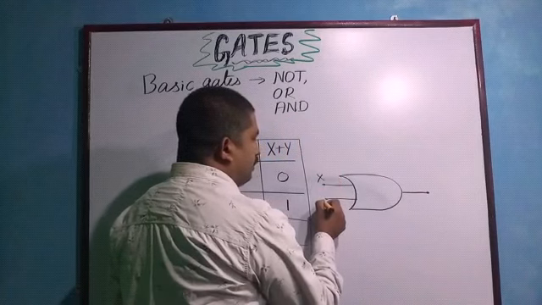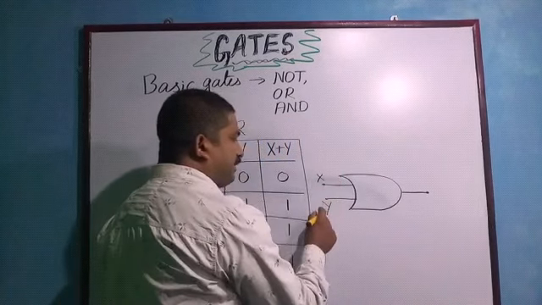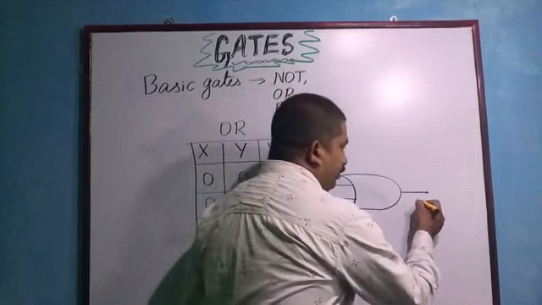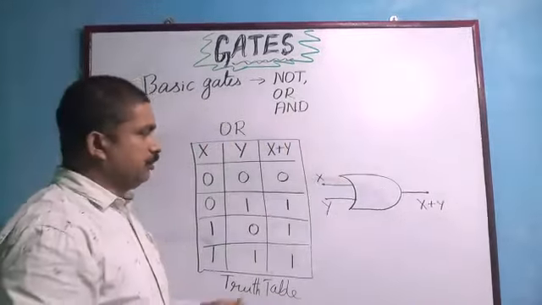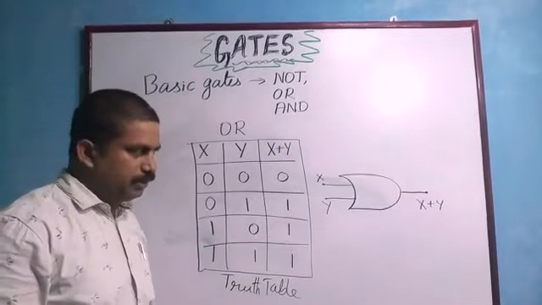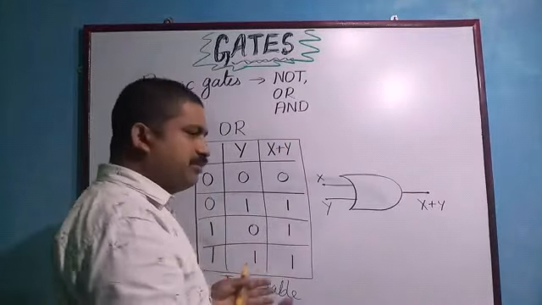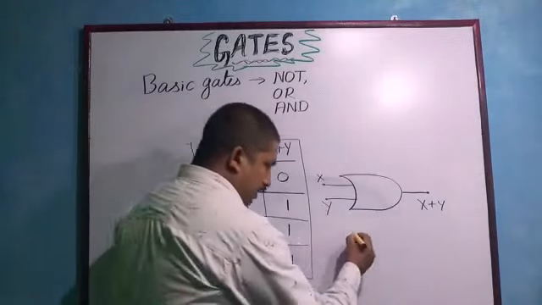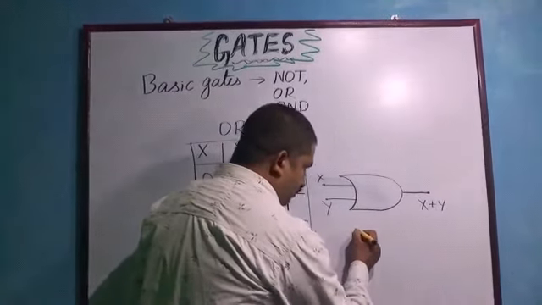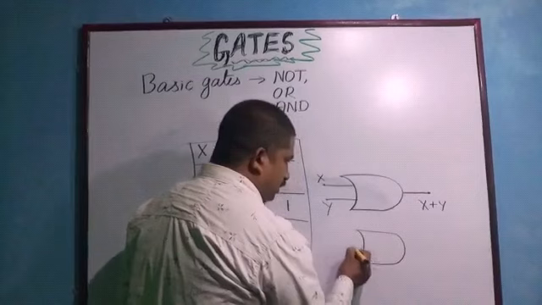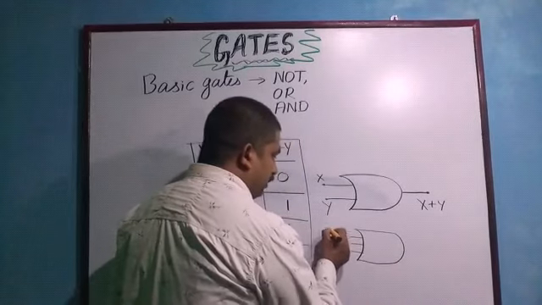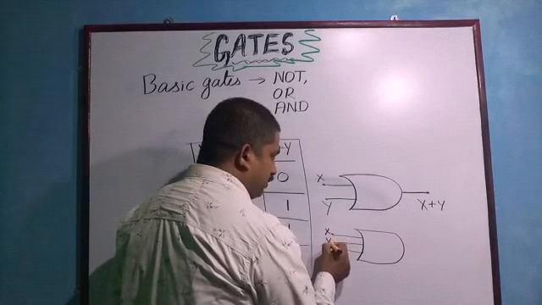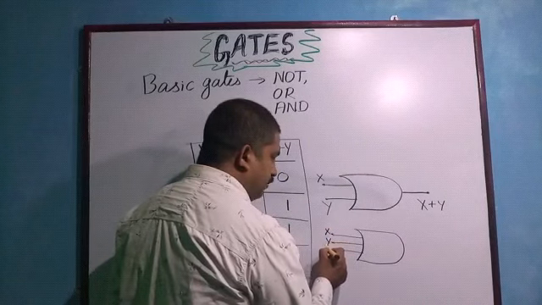If the inputs are X and Y, the output will always be in the form of X plus Y. So this is for 2 inputs. You can also write the same thing for 3 inputs. For example, if 3 inputs are there, just give the 3 input signals: X, this is Y, and let it be Z.